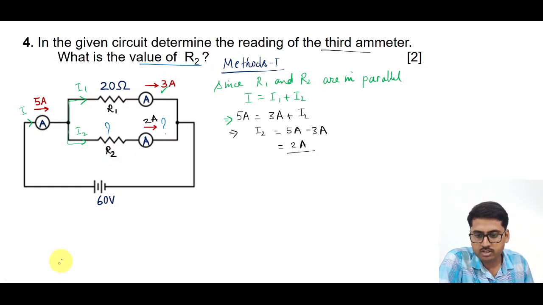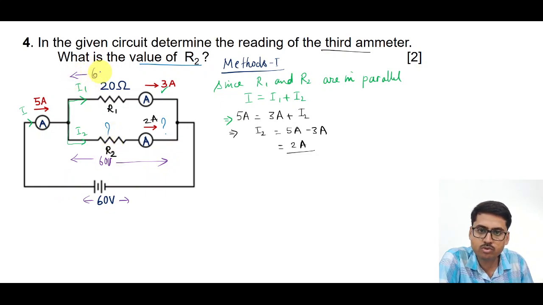Now from the very concept of a parallel circuit, we know that since we are supplying 60 volt, this 60 volt is supplied to R2 and the same 60 volt is supplied to R1 also. So from here we can find the value of R2.